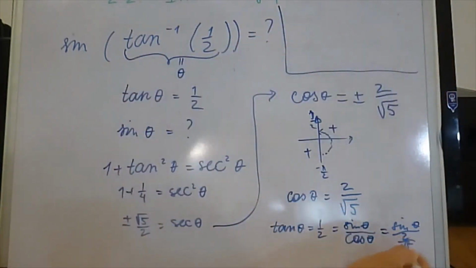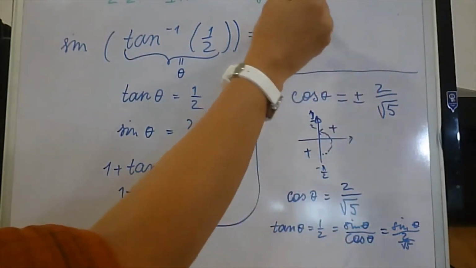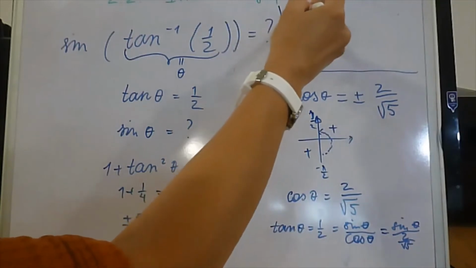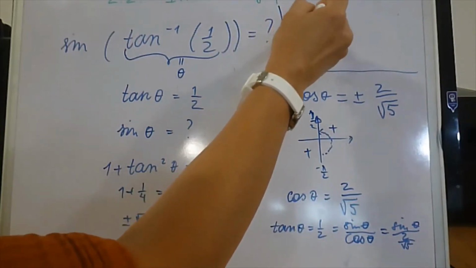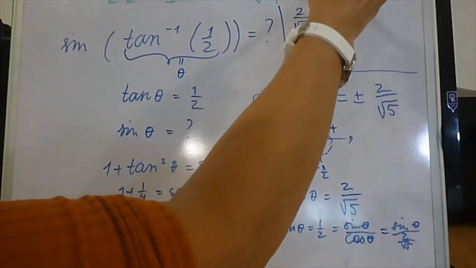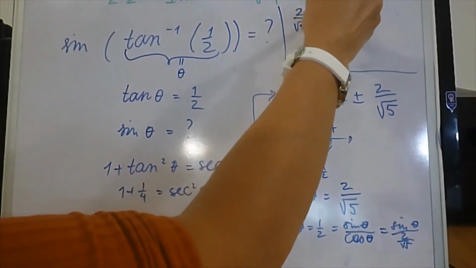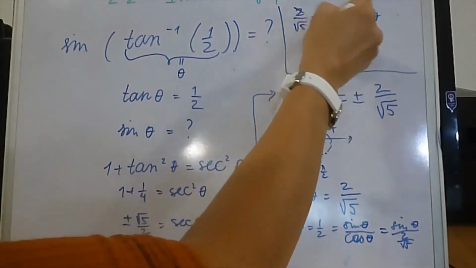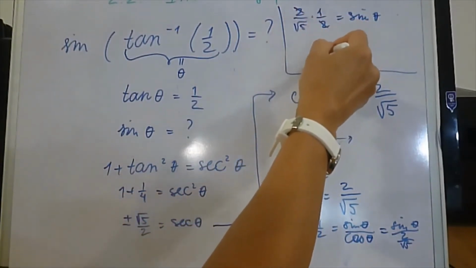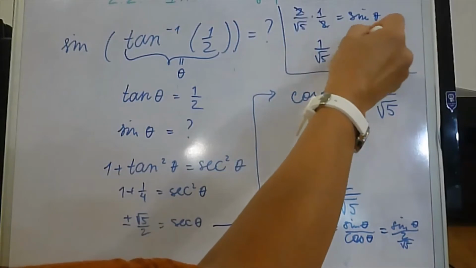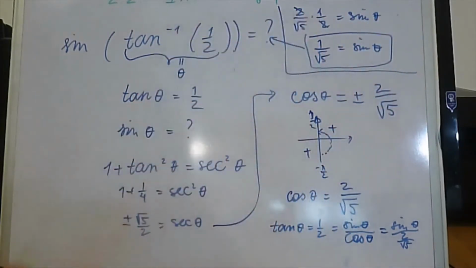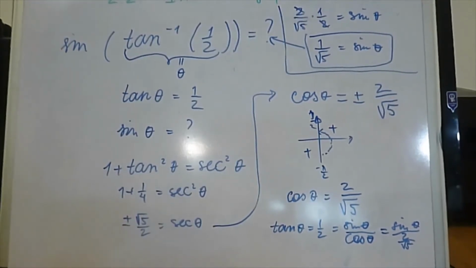So I'm going to multiply by 2 square roots of 5 this one, so that's going to be 2 square roots of 5 multiplied by 1 over 2 equals sine of theta. 2 cancels, and I have 1 over square root of 5 equals sine of theta. That's going to be my final answer, which answers the question of the problem. Okay, that's how we are going to solve a problem like this.